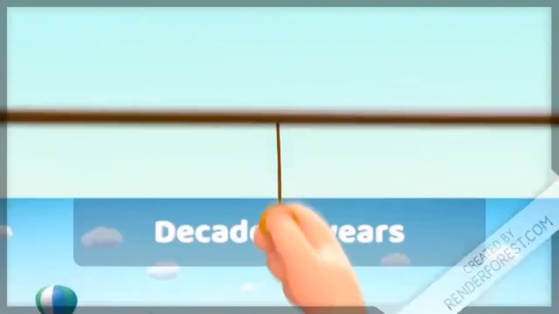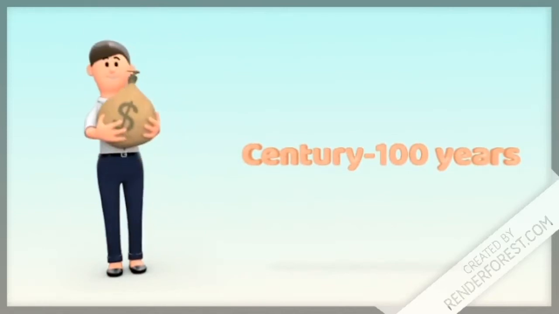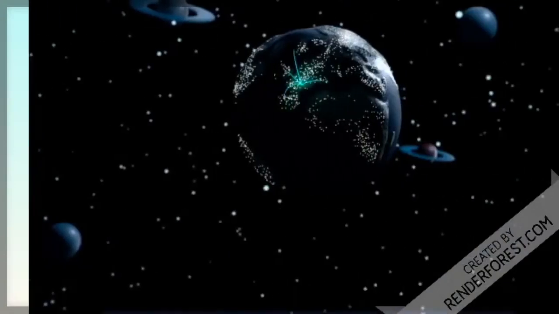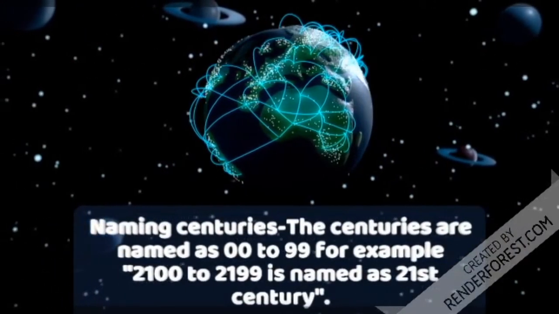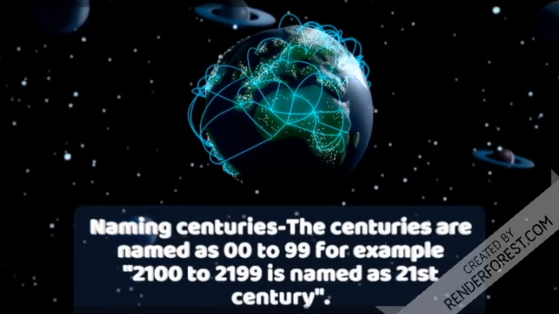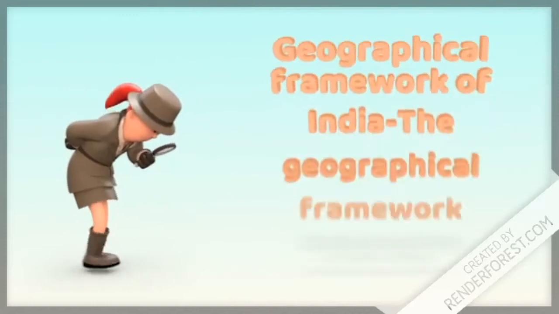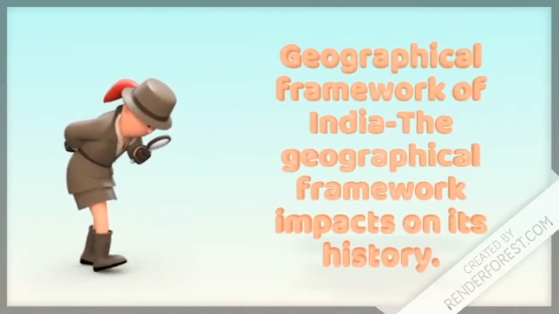Decade equals 10 years. Century equals 100 years. And millennium equals 1000 years. Naming centuries. The centuries are named as 00 to 99. For example, 2100 to 2199 is named as the 21st century.